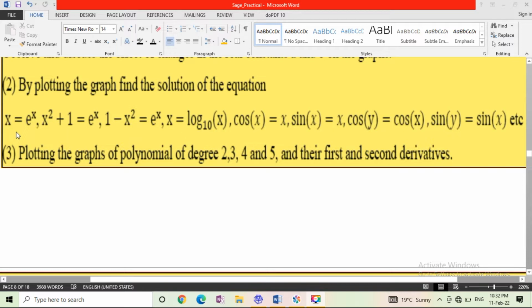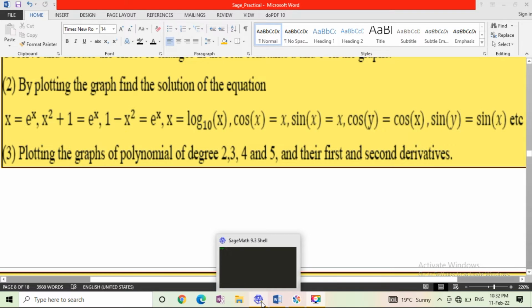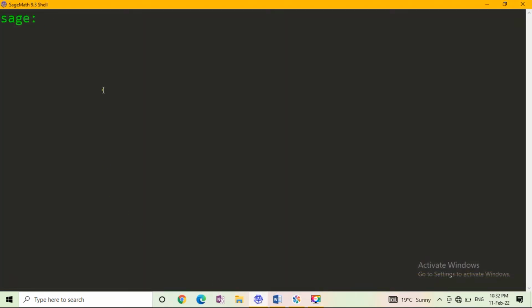It means that if an equation has a solution, the two graphs intersect. If two graphs intersect, then they have a solution. Now we are going to draw these graphs with the help of a SageMath cell.